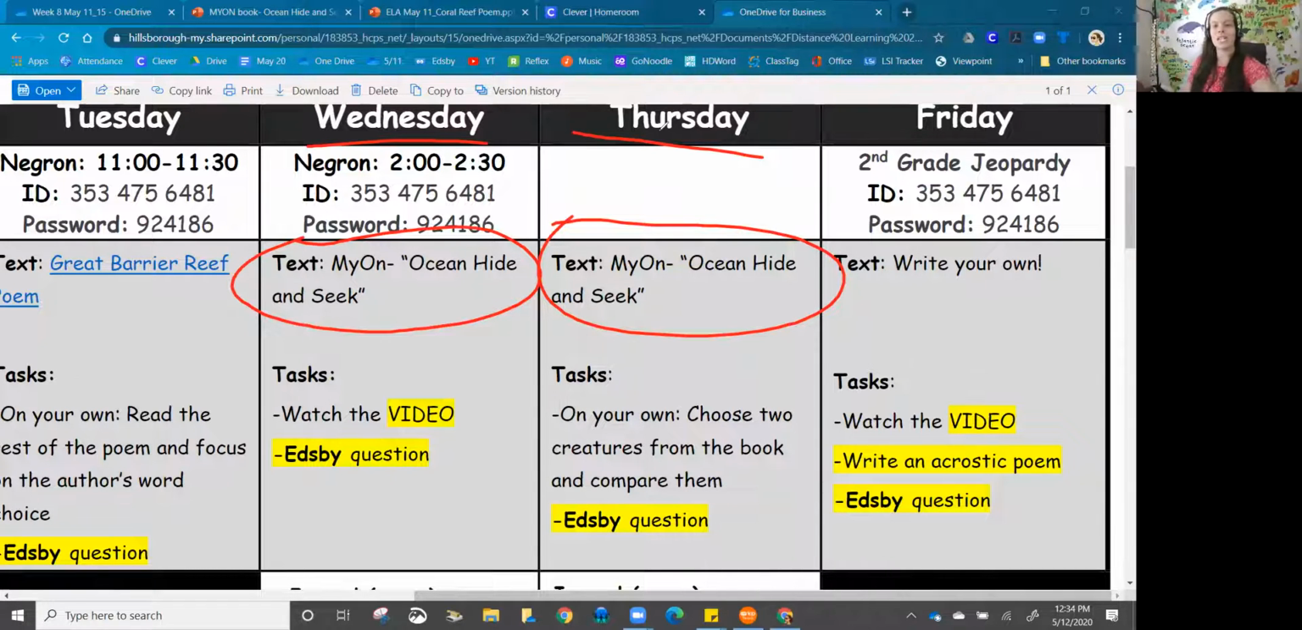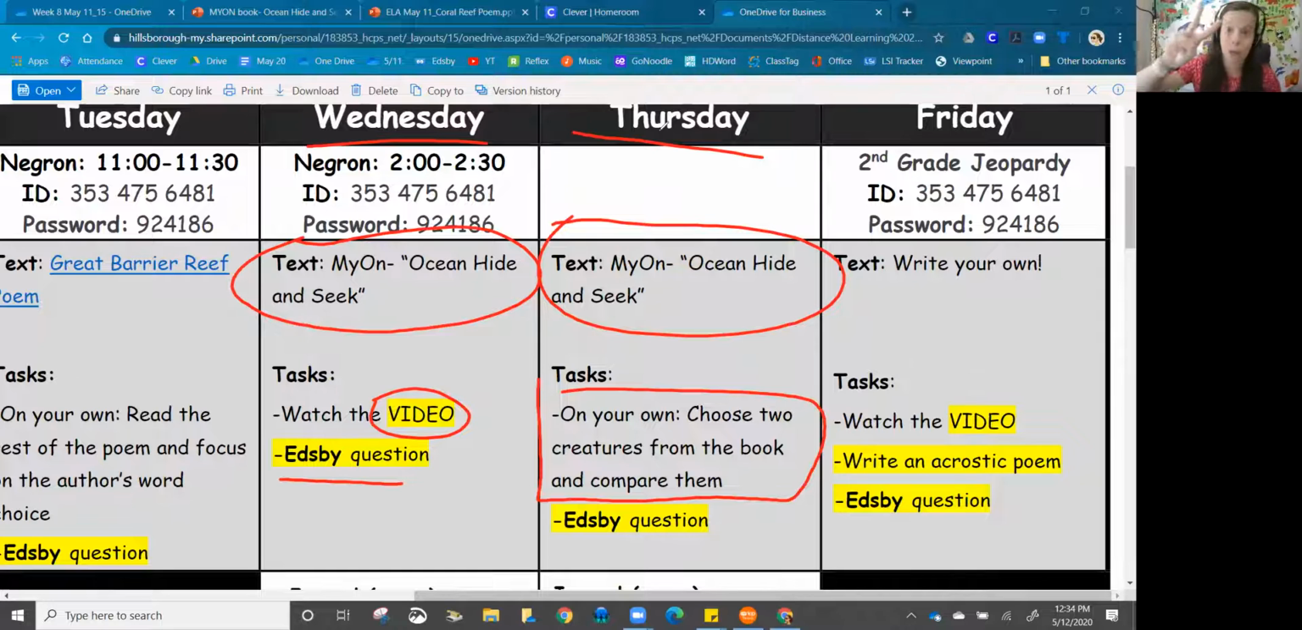Today you're just going to watch the video with me, and we're going to go through some of the book, and then you'll have your EDSB question. And then tomorrow, you're going to choose two creatures from the book and compare them. How are they the same? How are they different? And then just go into your EDSB question. It's very simple. Same book. We're going to read some together. You're going to read the rest by yourself and pick two to compare.